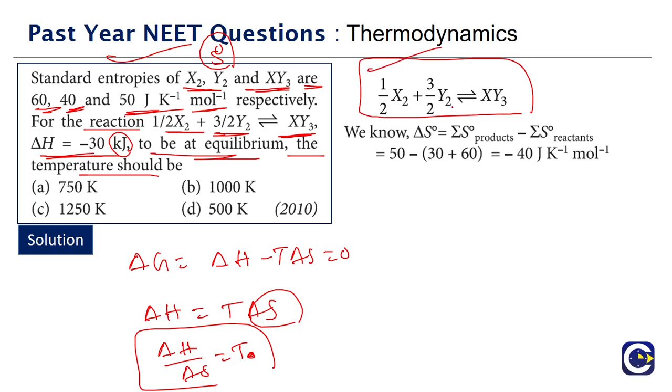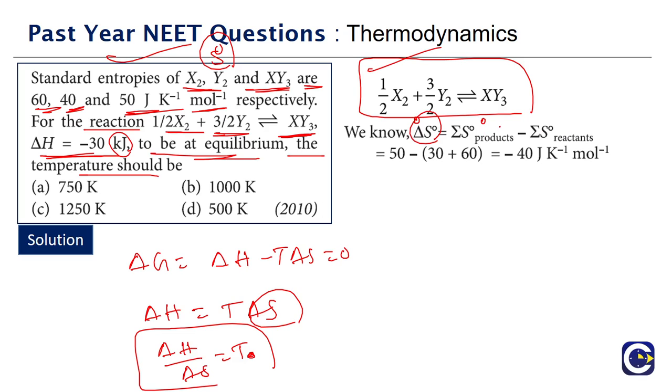Half a mole of X2 plus 3 by 2 moles of Y2 gives rise to X by 3. Okay? So delta S is a state property, right? It's a state property, which means delta S of the overall reaction is equal to the entropy of the products minus the entropy of the reactants.